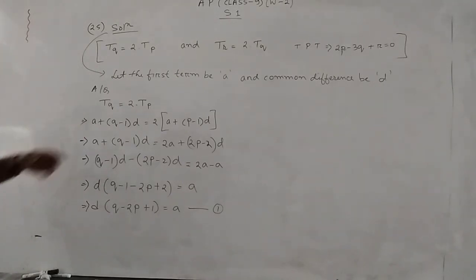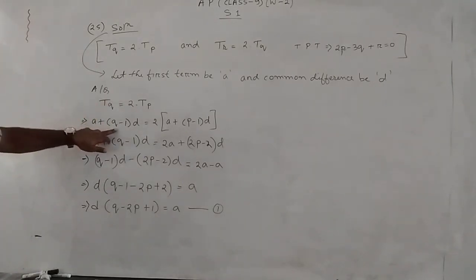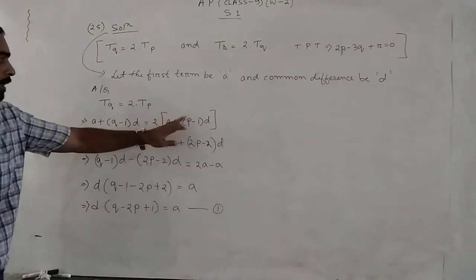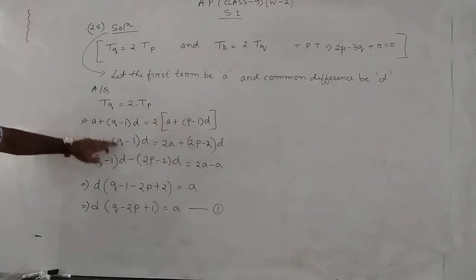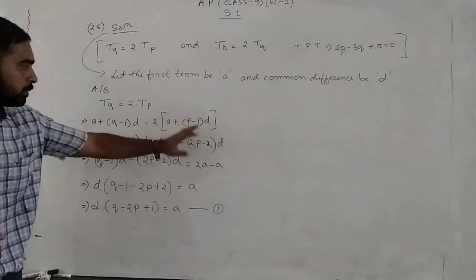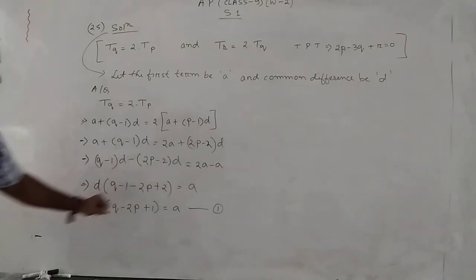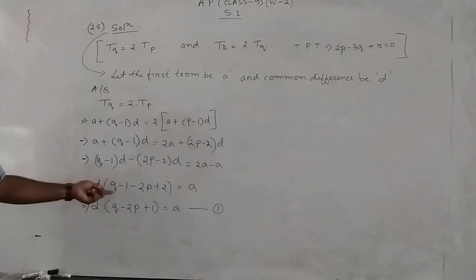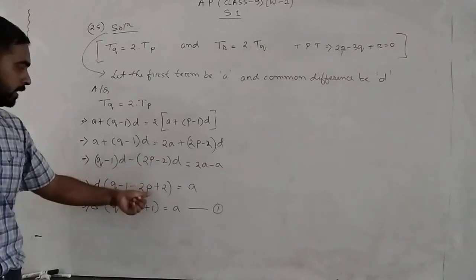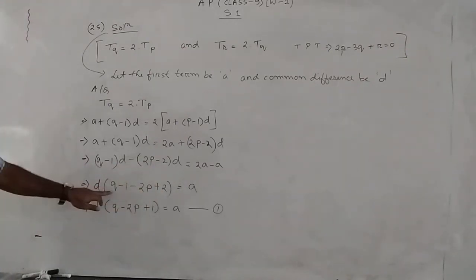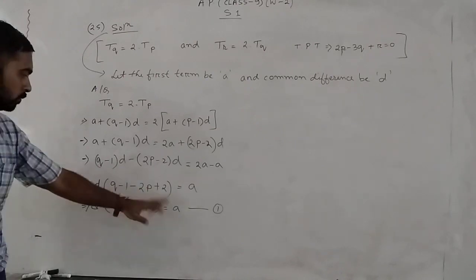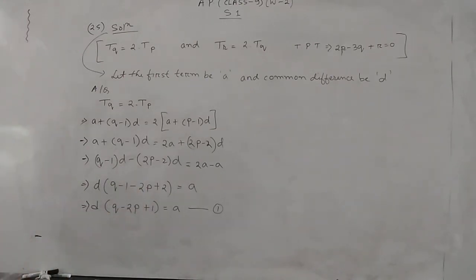Let me check again. Tq equal twice into Tp. A plus q minus 1 D equal 2 into A plus p minus 1 D. A plus q minus 1 D equal twice A plus twice p minus 2 D. q minus 1 D minus 2p minus 2 D equal twice A minus A. D common: q minus 1 minus 2p plus 2 equal A. So D into q minus 2p plus 1 equal to A. That is equation number 1.